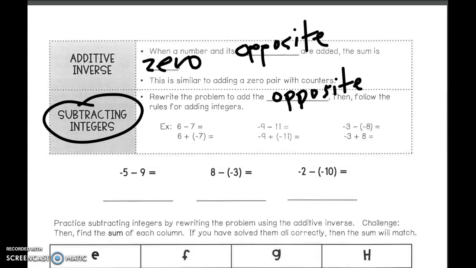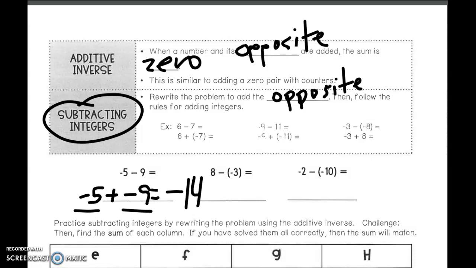There's also a method called keep, change, change. So here's an example of that. We keep the first term the same, so that's going to be negative 5. We change that subtraction sign to an addition sign, and then we change that positive 9 to negative 9. So what we've just done is changed negative 5 minus 9 to where now it looks like negative 5 plus negative 9. And that's a whole lot easier to do now. Then we just follow the steps from adding. They're both the same, negative and negative, so we know the answer is going to be negative, and then we just add the two numbers, so that's negative 14.